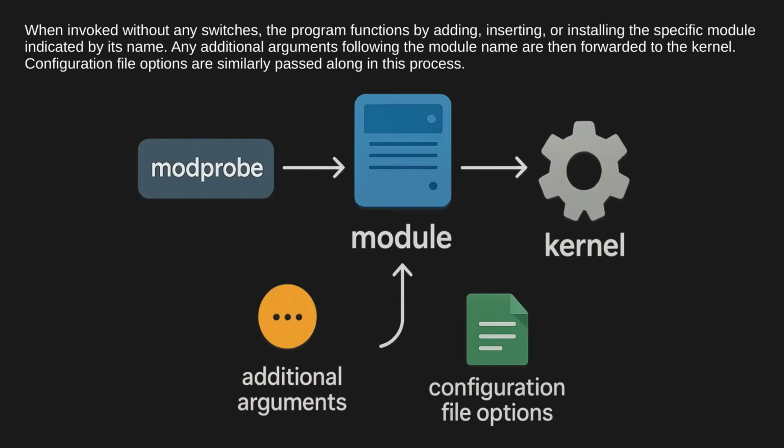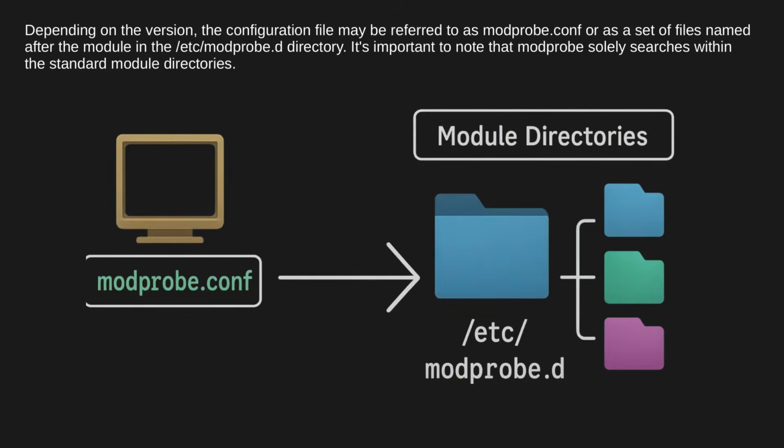When invoked without any switches, the program functions by adding, inserting, or installing the specific module indicated by its name. Any additional arguments following the module name are then forwarded to the kernel. Configuration file options are similarly passed along in this process. Depending on the version, the configuration file may be referred to as modprobe.conf, or as a set of files named after the module in the modprobe.d directory. It's important to note that modprobe solely searches within the standard module directories.